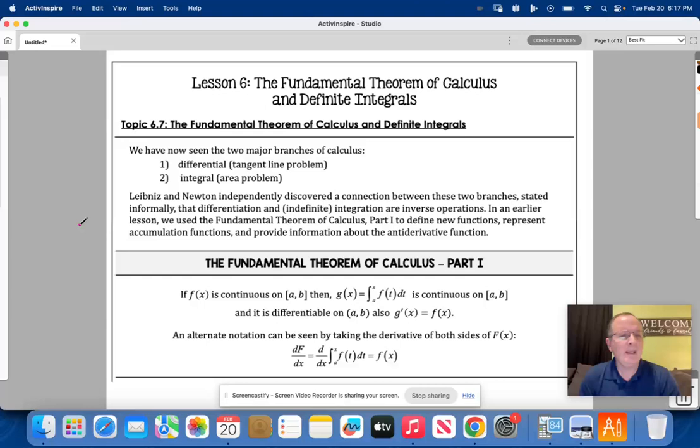All right, guys. Hey, we're now at 6.6, the fundamental theorem of calculus and definite integrals. All right, so this is a big dog. I know I say it all the time, but it's a big dog.